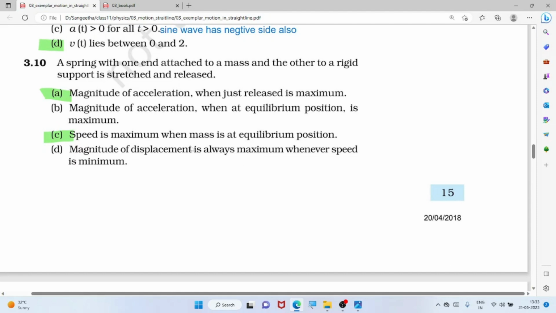A spring with one end attached to a mass and the other to a rigid support is stretched and released. Okay, you can find out from the net also. The magnitude of the acceleration when just released is maximum, the speed is maximum, and mass is at equilibrium position. Okay.